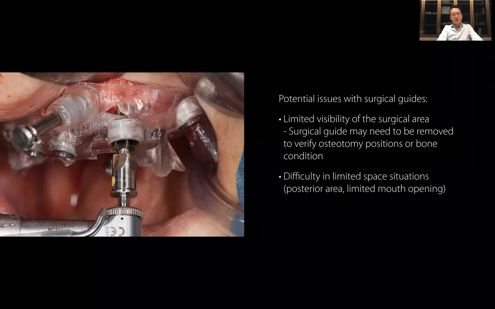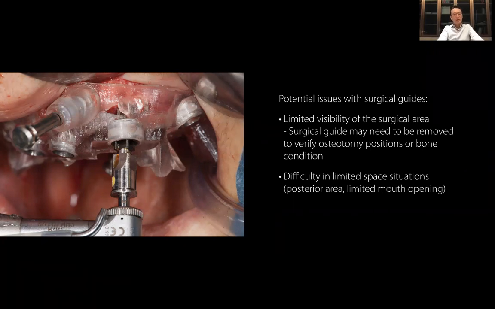And then another issue I really struggle with is the surgical guides are actually difficult to use when we're trying to place implants in a limited vertical space scenario. For example, in the posterior area, in the first molar and second molar area, and sometimes in the second premolar area, because the surgical guide has a certain size and it's difficult to fit it in the patient's mouth and have a long drill trying to drill in those posterior areas. And this was something we can really struggle with.